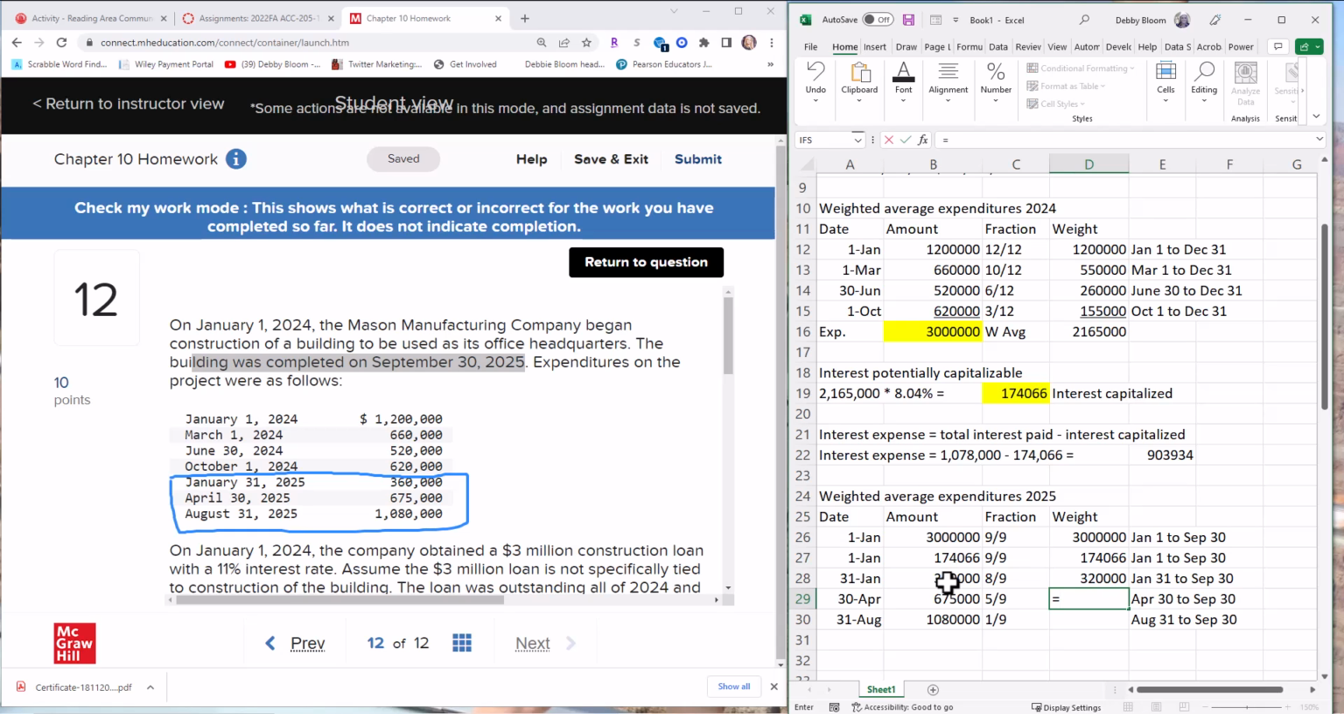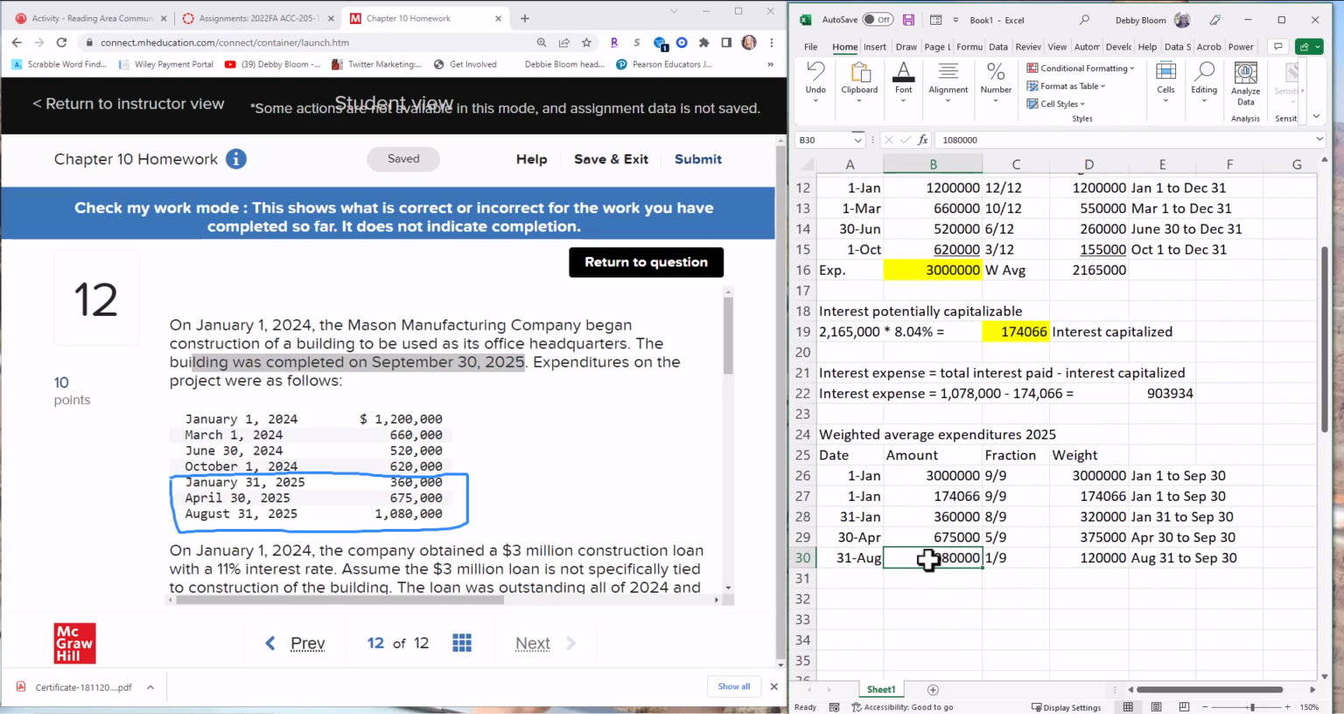I am going to take $675,000 and multiply it by 5 over 9. And then finally, $1,080,000 multiplied by 1 over 9, or I could just divide by 9, and I'm going to get $120,000. So just like I did before, I'm going to add up the total expenditures, and I'm going to add up the total weighted average.